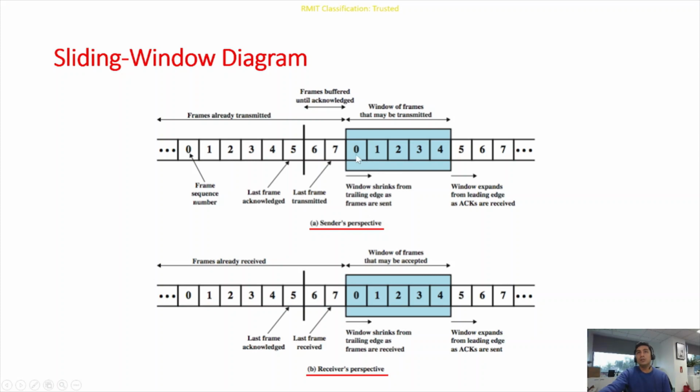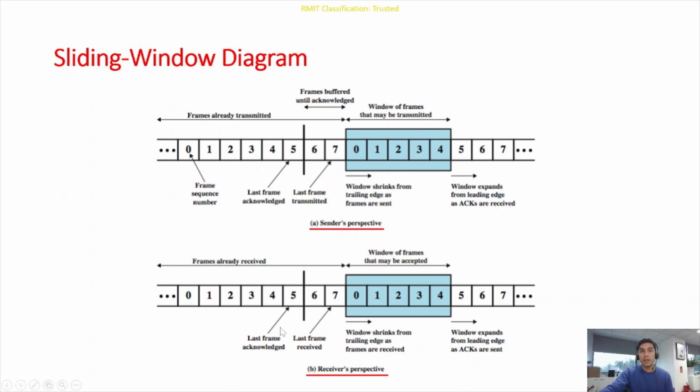Here it has a window size, a buffer size, of 7. It has already transmitted 2 frames, 6 and 7, which are yet to be acknowledged, and it has the capacity to send 5 more frames. So it can transmit these frames without waiting for acknowledgement from the receiver, and upon receiving the acknowledgement, it can expand further.